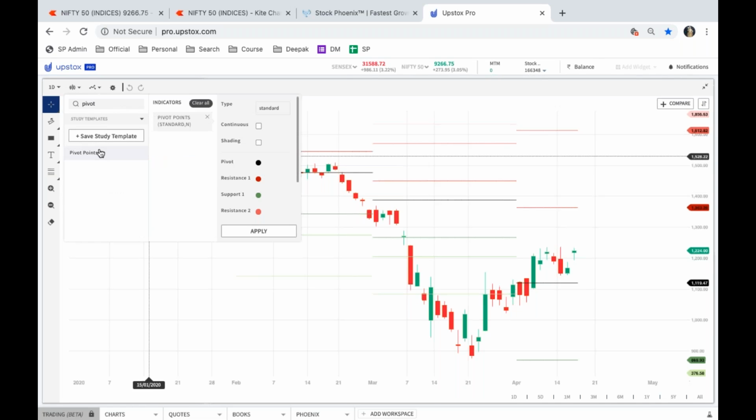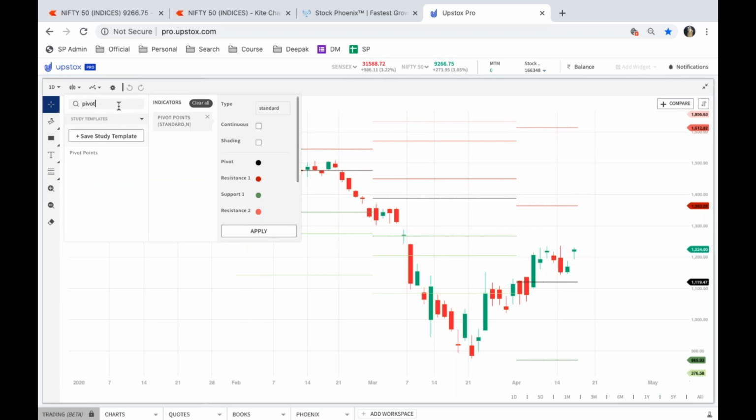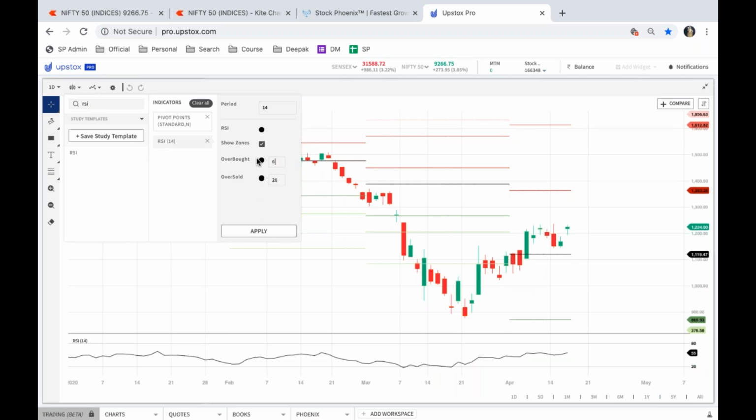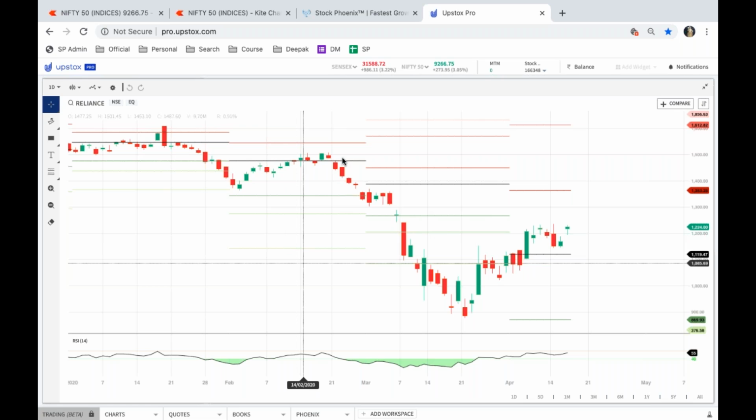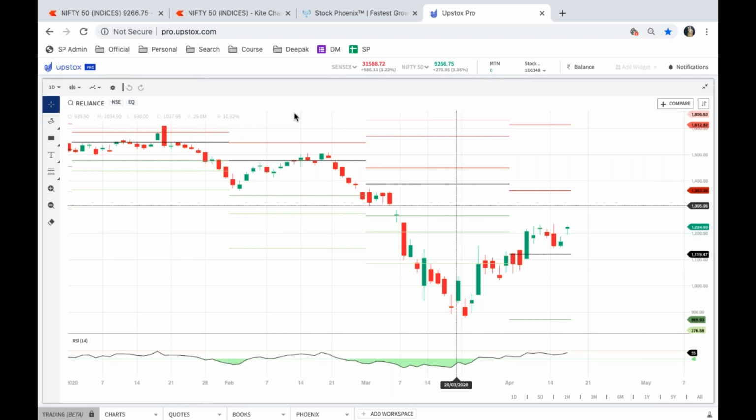Pivot, standard, and RSI. The values will be the same only. Tell me a trade with all these four. Sir, you identify, sir. Still the trade setup is not completed.